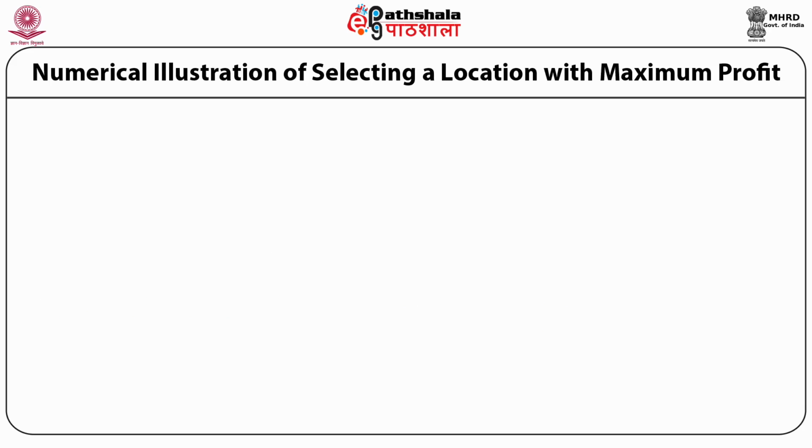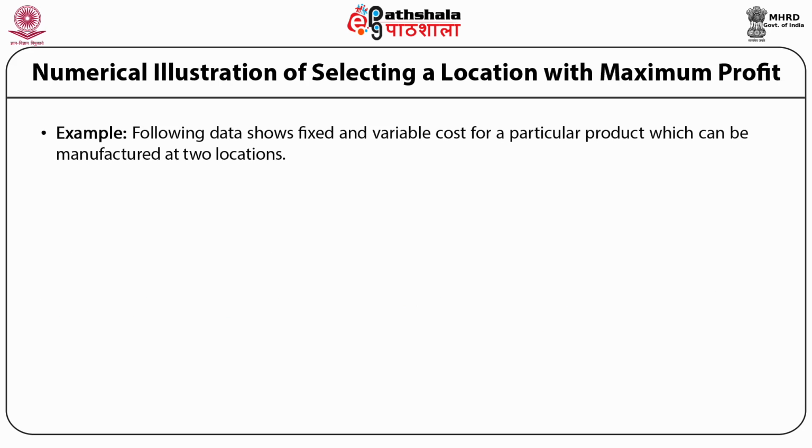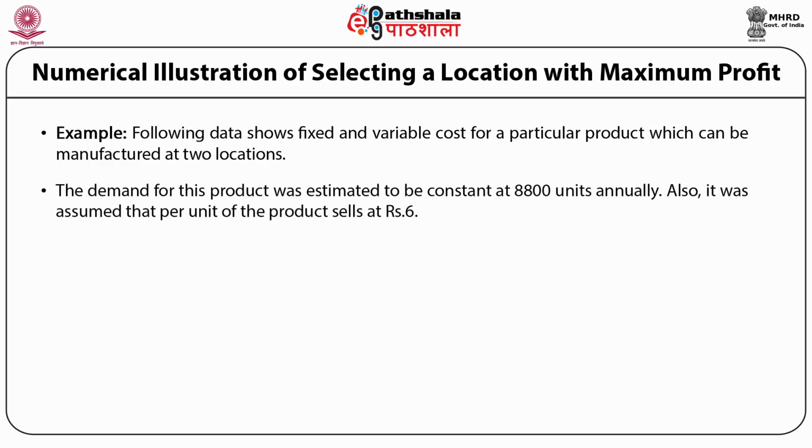This slide indicates another illustration of cost-profit volume method. Following data shows fixed and variable cost for a particular product which can be manufactured at two alternative locations, that is A and B. The demand for this product was estimated to be constant at 8,800 units annually. Also, it was assumed that per unit of the product sells at rupees 6. It needs to be determined that which location would yield highest profit.